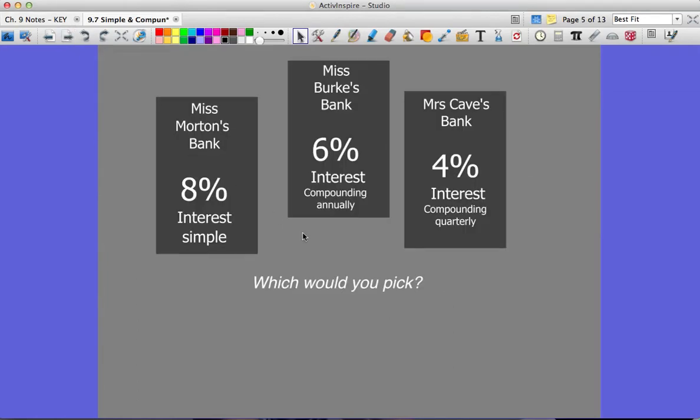For this reason, we talk about the different situations. You have the choice of Miss Morton's Bank, where you get 8% simple interest, Miss Burke's Bank, where you get 6% interest compounded annually, and Mrs. Cave's Bank, where you get 4% interest compounded quarterly. We're going to go over this at the end of the lesson, and decide which one you would pick based on if you're investing money, borrowing money, and so on. So keep this in the back of your mind while we're going over the lesson.